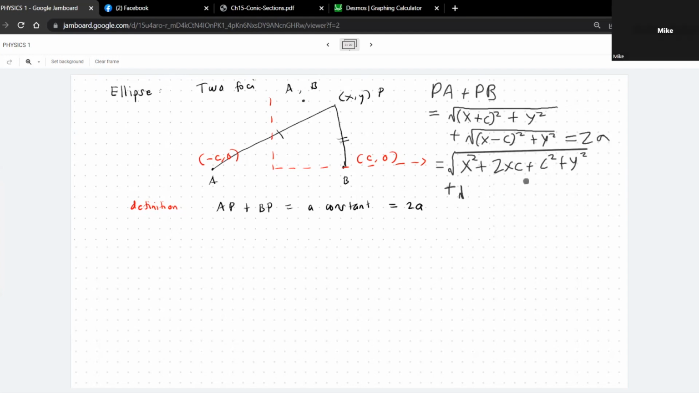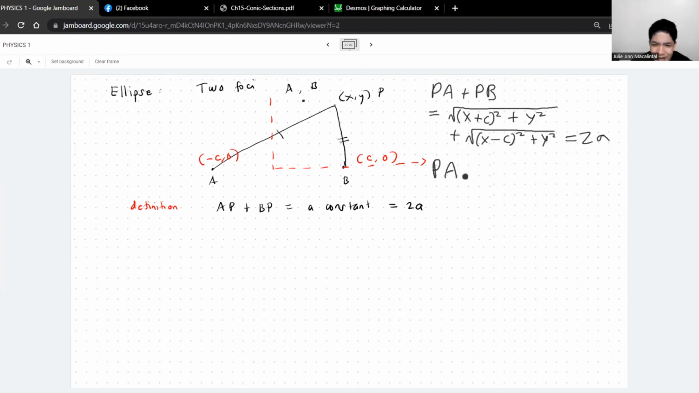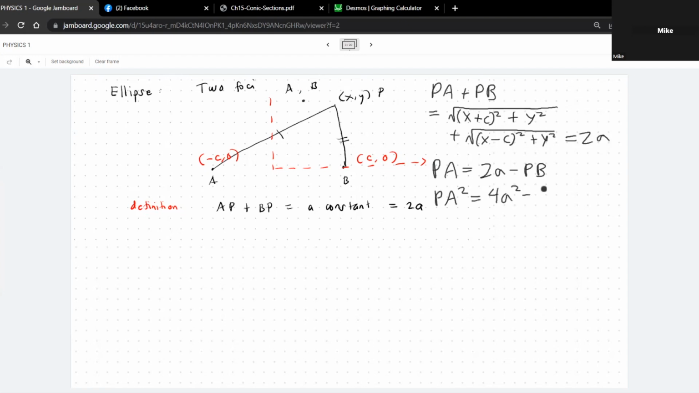Ganito. Tingnan mo yung, isulat mo yung PA as 2A minus PB. So you can eliminate the thing. Okay. So PA is equal to 2A minus PB. Okay, and then square both sides. And then mamaya, magre-rearrange ka naman para matanggal yung square naman sa PB.